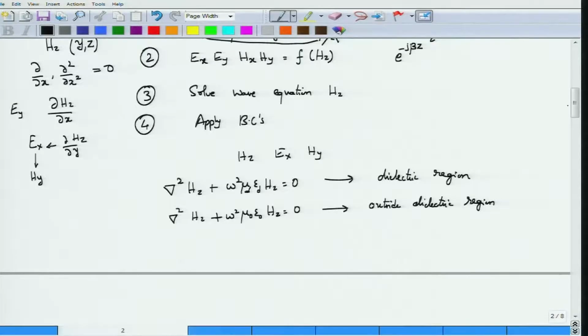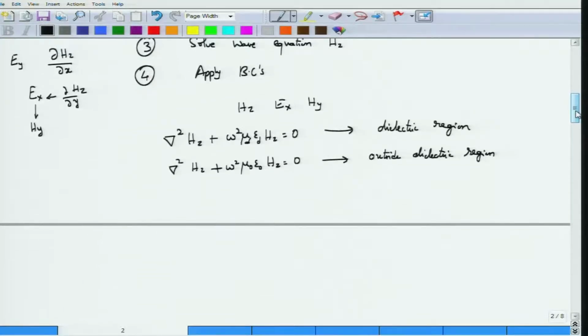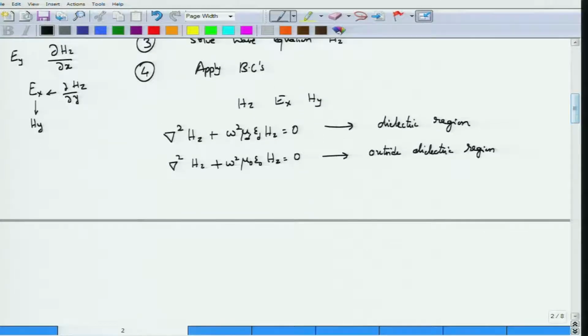From them I will have to solve for Hz. Del square of course consists of del square by del x square plus del square by del y square plus del square by del z square. I have no dependence on x, therefore the first term vanishes. I do not know the dependence on y, therefore the second term remains. I know the dependence for del square by del z square, which is basically minus beta square, right. So this is what I have.